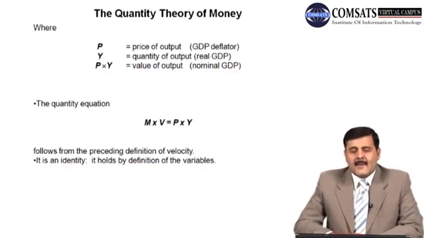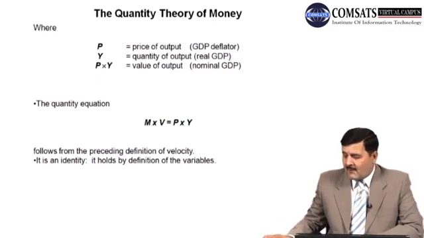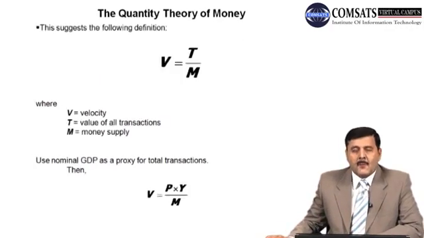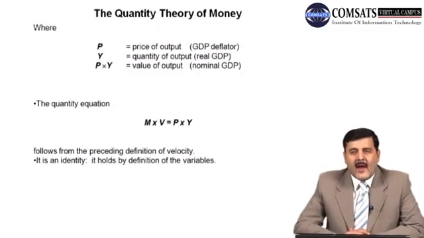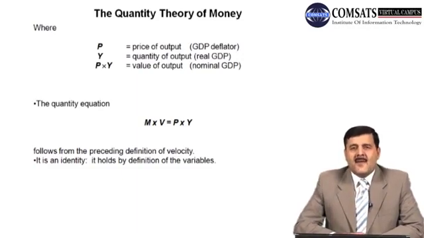Now where P is the price of output, the GDP deflator, Y is the quantity of output, real GDP, and P into Y is the value of nominal output. Now if we rearrange the previous equation, on the previous slide we saw that V is equal to PY over M, so if we cross multiply, we get MV is equal to PY, right? This is the identity. It holds by definition of the variables, right?